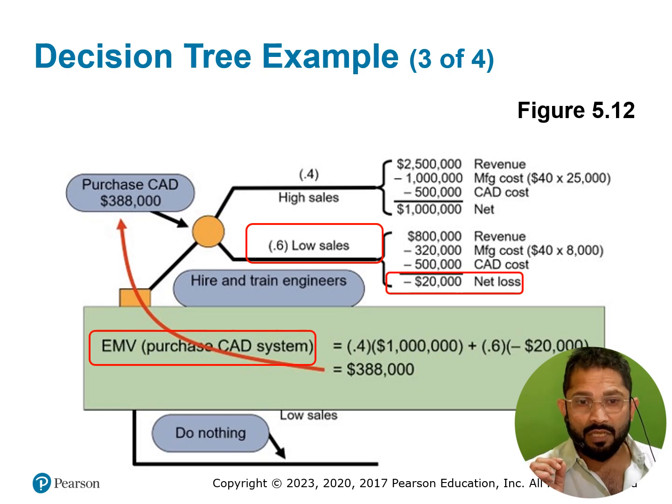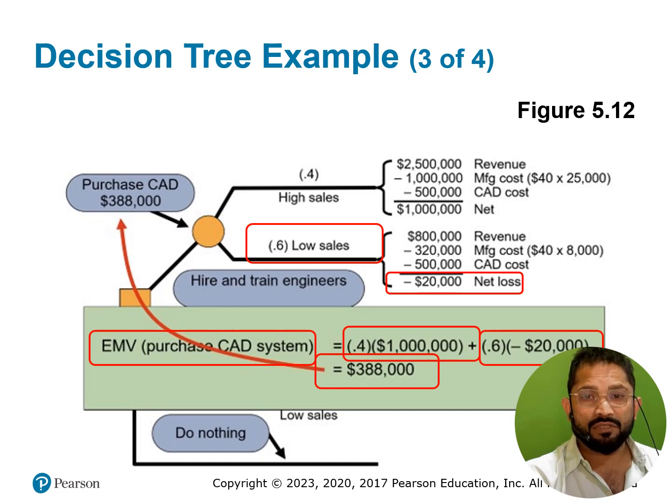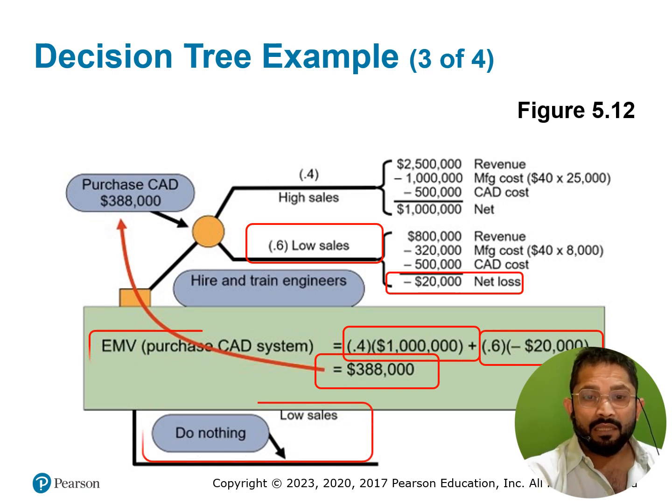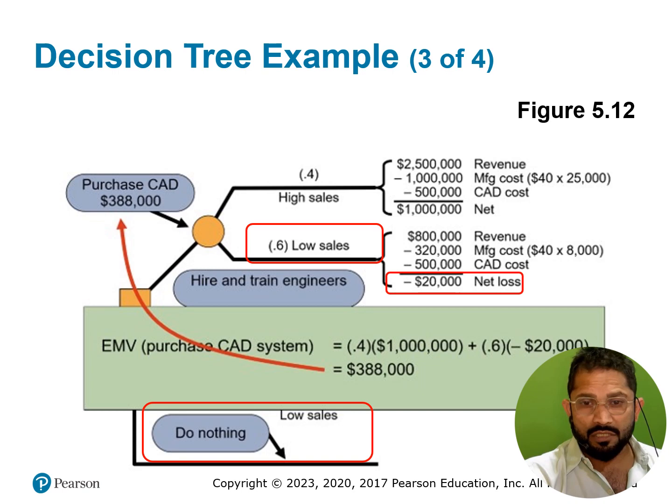Plugging the numbers in, EMV therefore is equal to 0.4 times 100,000 plus 0.6 times minus 20,000. Therefore, EMV is equal to $400,000 minus $12,000. Therefore, EMV is equal to $388,000. In the do nothing scenario, the alternative is to do nothing, which typically would have an EMV of $0 since there is no additional cost and no additional revenue.